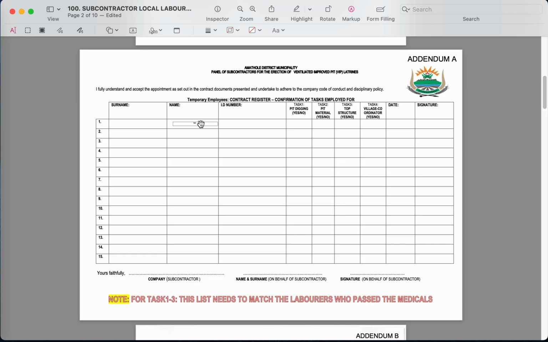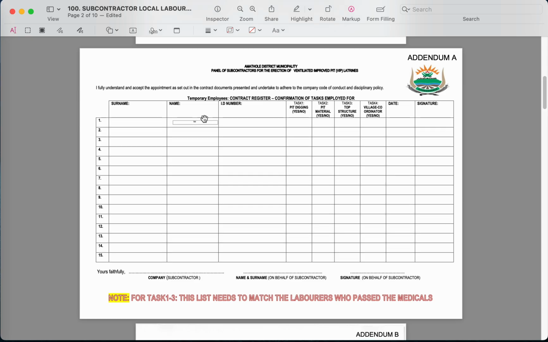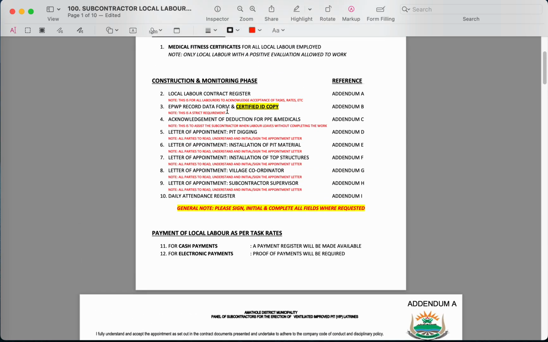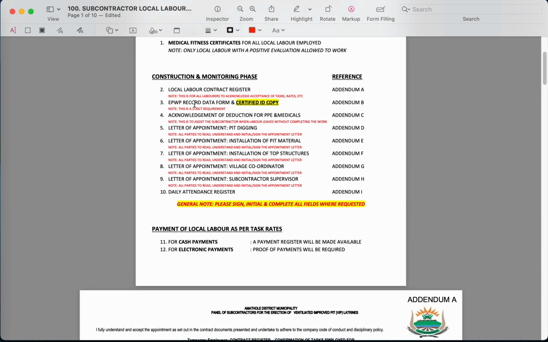We use certified ID copies. We don't just take an ID copy as a copy. We use a certified ID copy, which will be submitted to me. If I can just go back here, we are still on the local labor contact register.